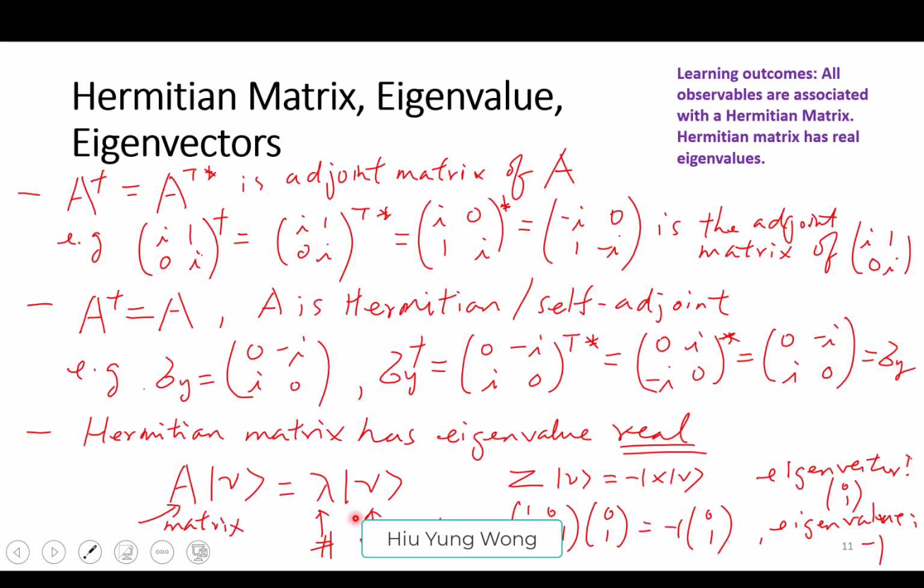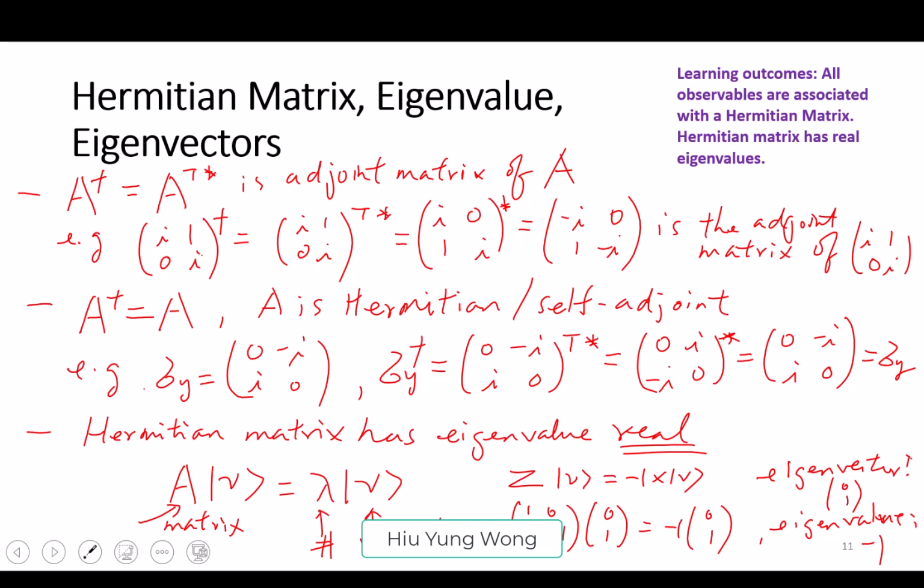Okay. It's just saying that I have this matrix times a vector. It's just equal to a number times that vector. So basically in the space, you can see that it does not rotate the vector. When you apply a matrix to a vector, you expect it to rotate. But for an eigenvector, when you apply the matrix to its eigenvector, it only scales the vector instead of rotating the vector.